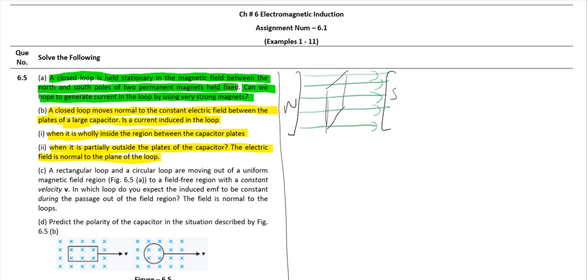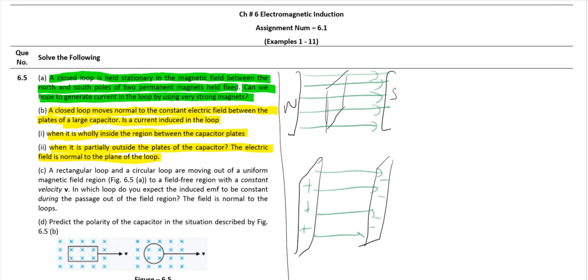So what we are talking about here is this condition. You have two plates of a parallel plate capacitor. If one is positive, the other one is negative, and then you have field lines going from positive to negative, and inside that we are moving a loop. But whichever way you move the loop, you are moving it in an electric field, and so we cannot expect induced EMF.